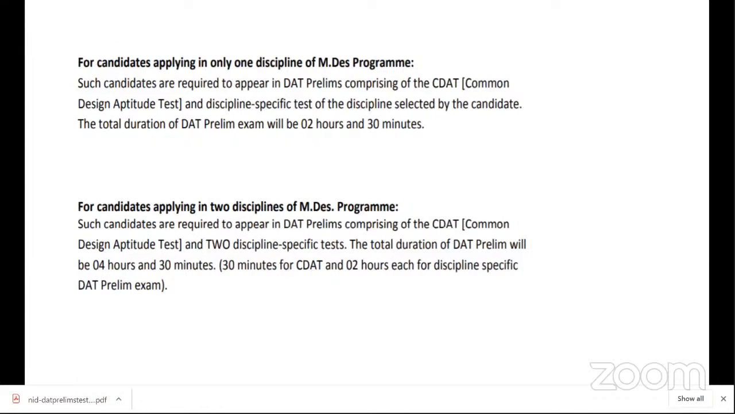If you have chosen 2 disciplines, then you would have 2 hours each for the design papers. That means 4 hours for both design papers plus 30 minutes for the common design aptitude test. So those who are going for 2 disciplines have to spend about 4.5 hours in the exam without any break. You would have to do that test.